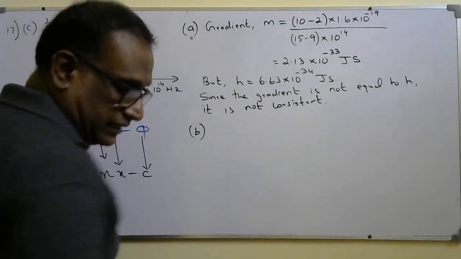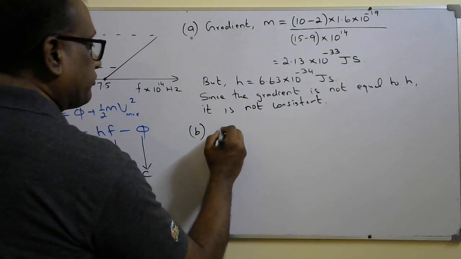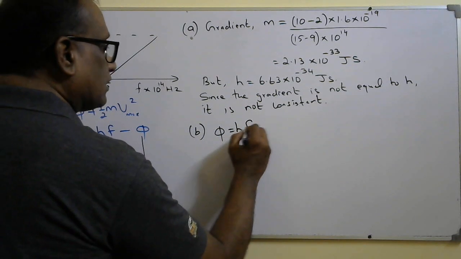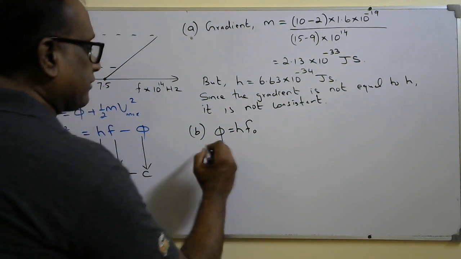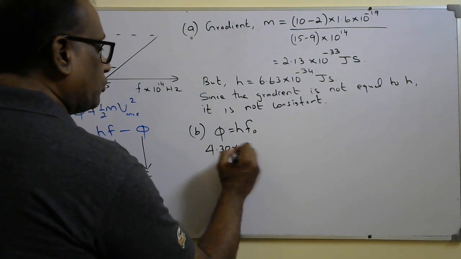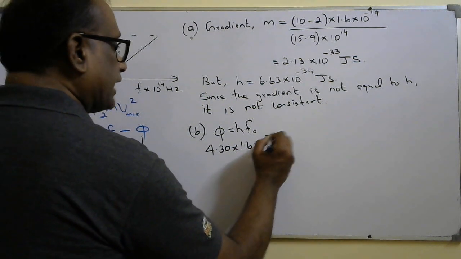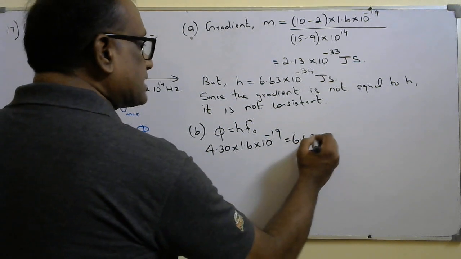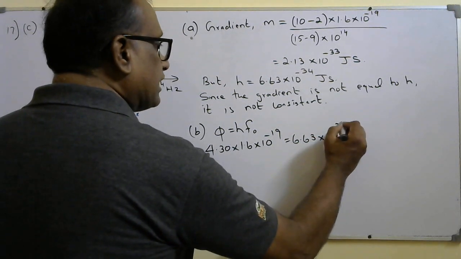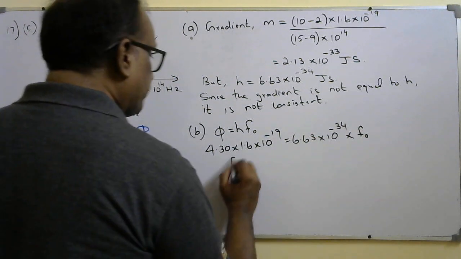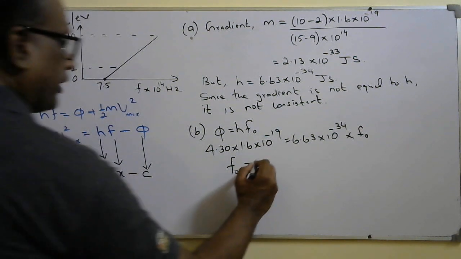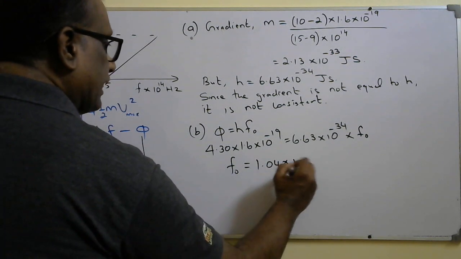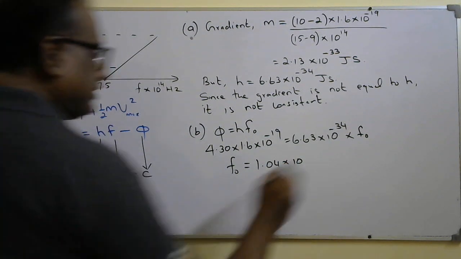So we'll find the threshold frequency by using the work function, phi equals hf naught. The work function is given as 4.30 electron volts, so 4.30 × 1.6 × 10^-19 equals 6.63 × 10^-34 times f naught. Finding f naught, you will get 1.04 × 10^15 hertz.